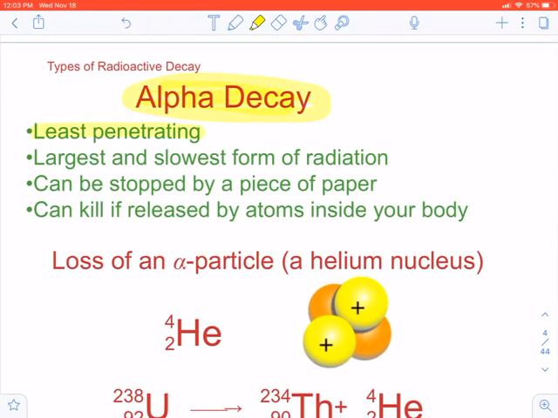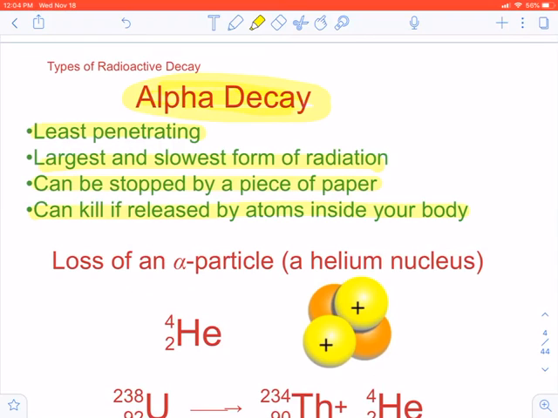Alpha decay is the least penetrating. It's the largest and slowest form of radiation. If I had an alpha ray gun and held it up to you and fired alpha particles at you, it's really easy to stop. It can be stopped by a piece of paper. And remember, paper is not as dense as your skin, so that's why it just bounces off our skin. The only way it can kill you is if it's released inside your body, because it can't get out. It kind of bounces around in there.